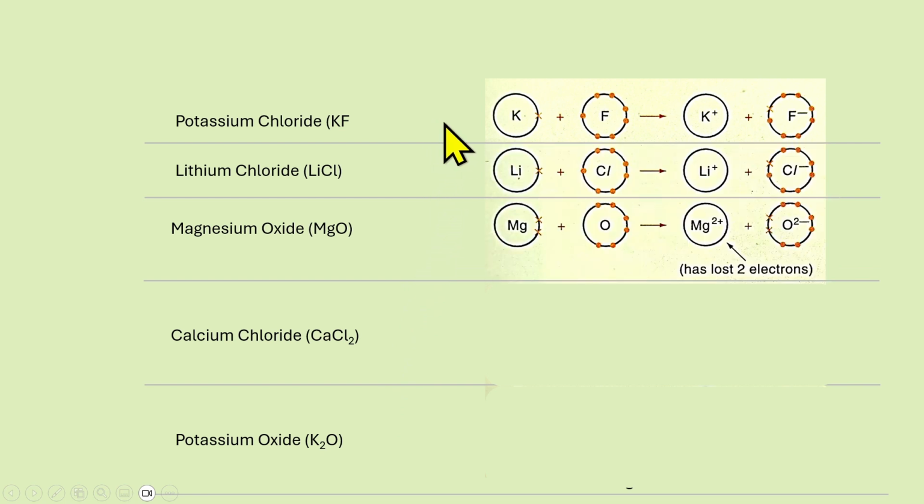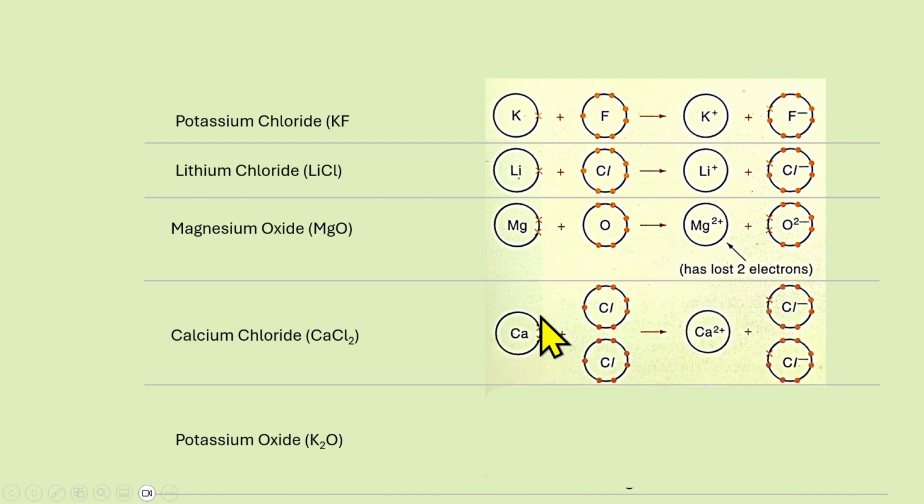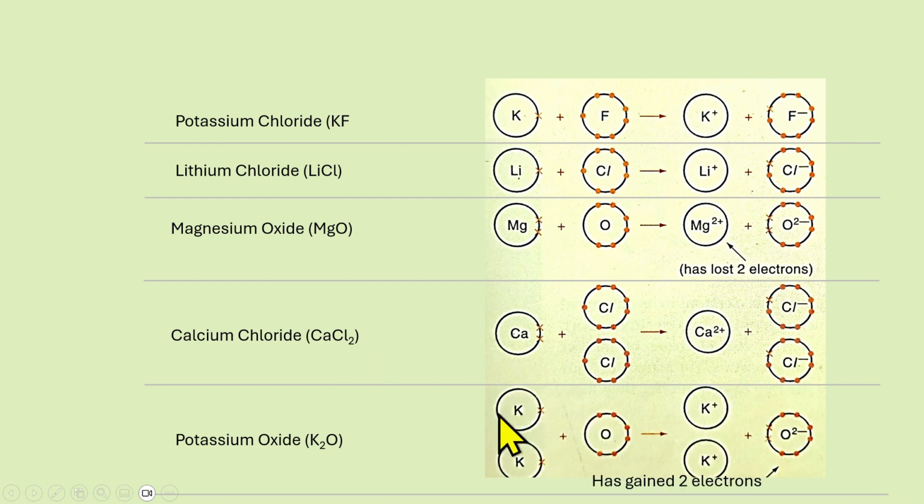Above, in the first three, you can see potassium has 1 electron to lose and fluorine will gain 1 electron, so 1 atom each. The same is the case with lithium and chloride, magnesium and oxide. Magnesium loses 2 electrons and oxygen gains 2 electrons. Now in the second example, calcium chloride, calcium loses 2 electrons and each chlorine atom needs 1 electron. So in order to adjust the 2 electrons of calcium, we need 2 chloride ions. So its formula becomes CaCl2.